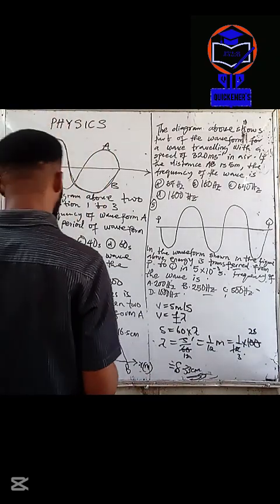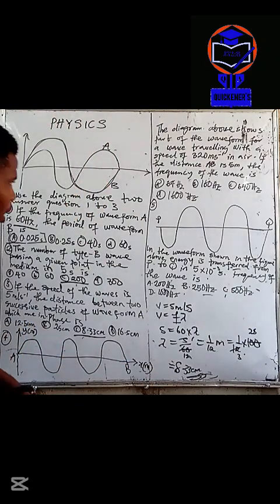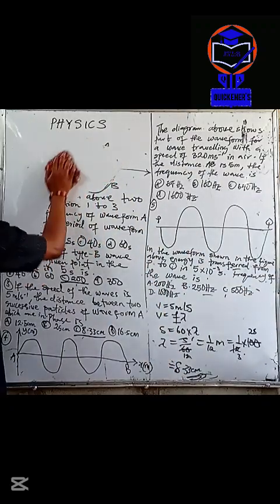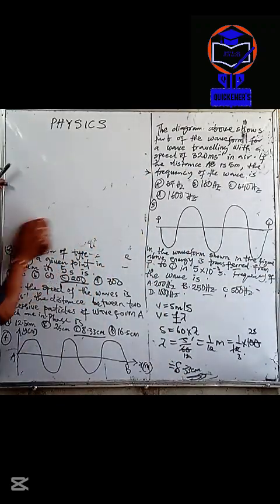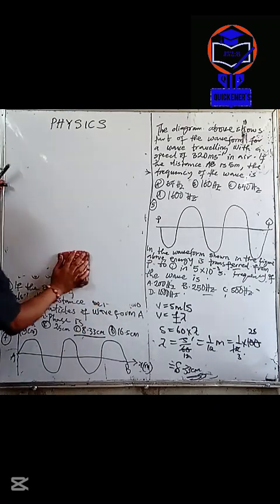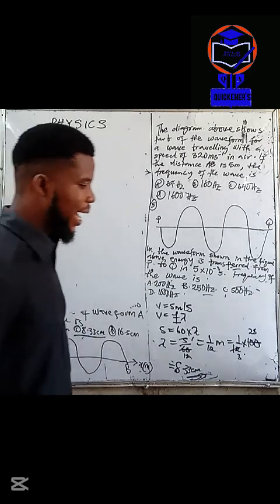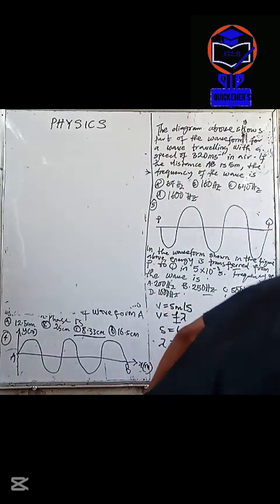So let's go to the number 4 question. Now the fourth question, I'd like to solve it here. So this is the diagram for the fourth question. First of all, let's take note of how many waves: 1, 2.5. So 2.5 waves, right?